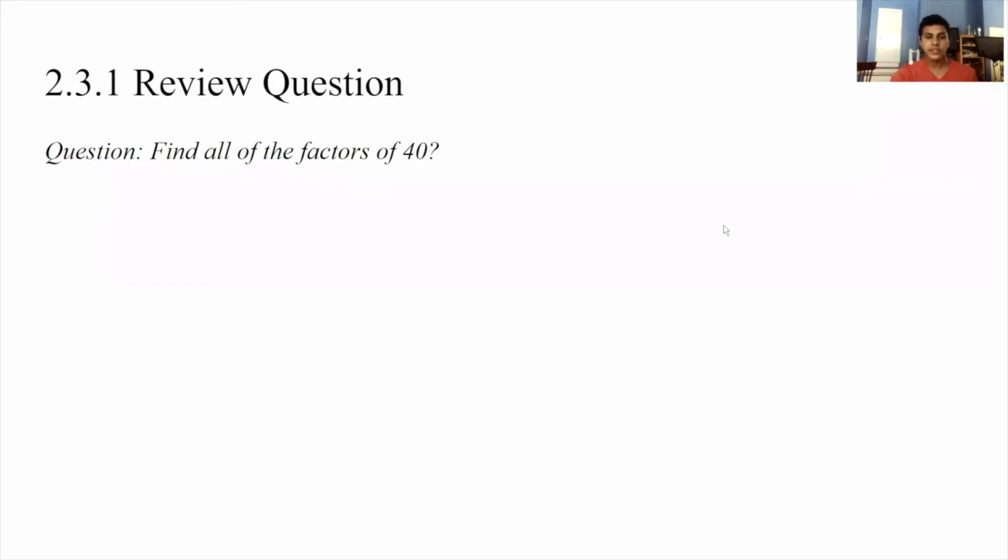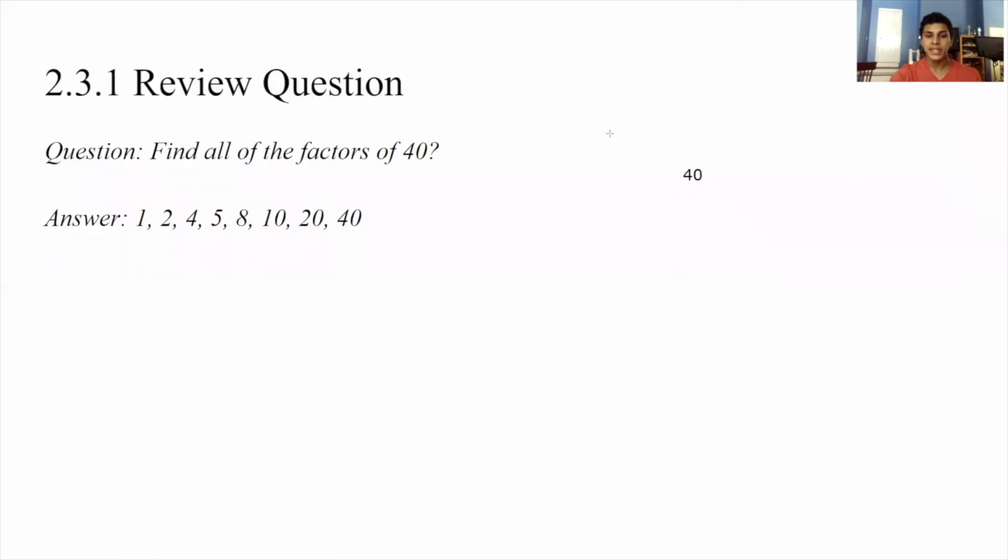So the factors of 40 were 1, 2, 4, 5, 8, 10, 20, and 40. So as always, my first step in finding all the factors of a number is to find the prime factorization of that number. So I'm going to start by making a tree diagram and writing 40 at the top of my tree diagram. So now I need to find my prime factorization of 40.